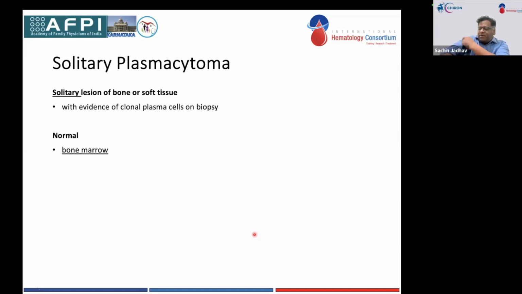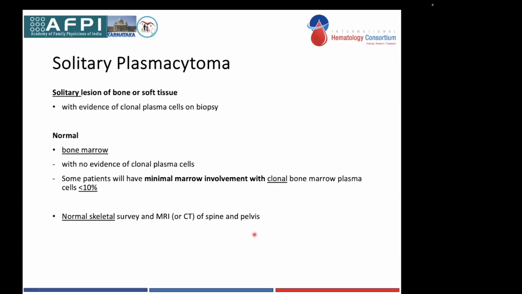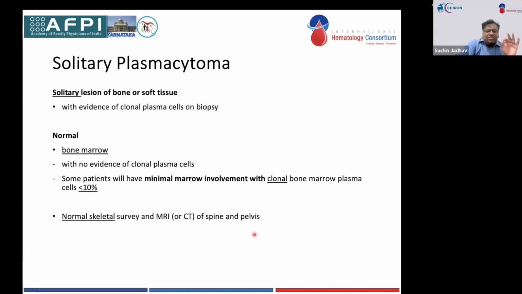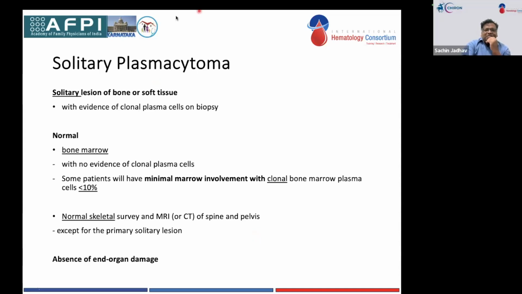So suppose somebody has a plasmacytoma of the humerus. I biopsy it. I will get clonal plasma cells. But when I do a marrow from the iliac bone, from the iliac crest, there are no increased plasma cells. Means the plasma cells are only here. So the bone marrow is normal. There are no clonal plasma cells in other parts of the body. Even with a sensitive MRI, I am not seeing any lytic lesions except for this one lesion, and there is no end organ damage. This is called solitary plasmacytoma.